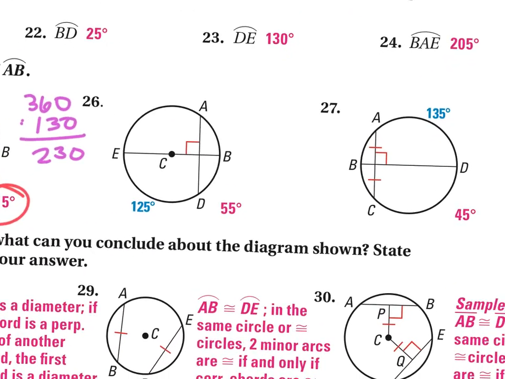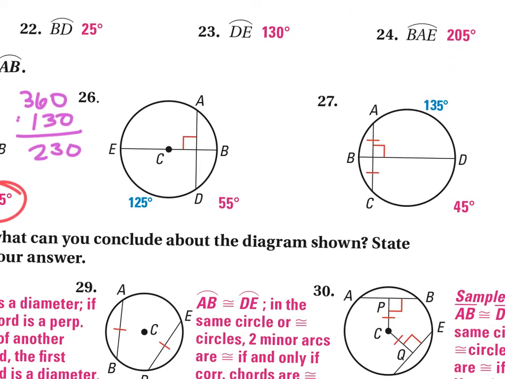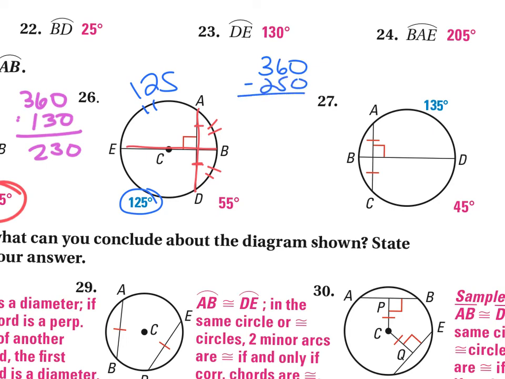And then 26 is yet another theorem that said that if the diameter hit a chord perpendicular to the chord, it bisected the chord, so these two would be equal, and the arc. So those two would be the same as would these two. So 125, this would be 125. That's 250. Subtract it from 360, and you get 110. Divide that by 2 and you get 55 and 55.